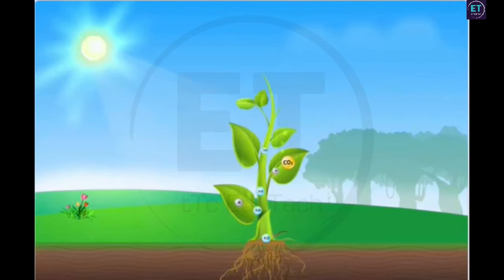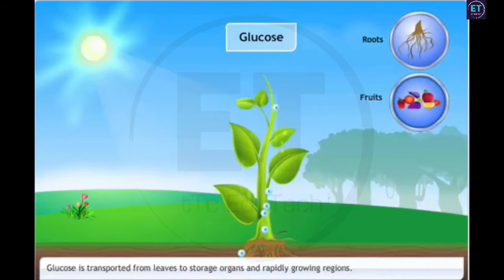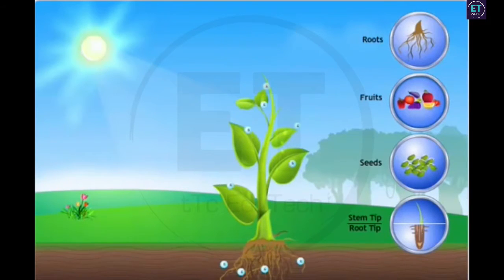Wondering what happens to the carbon dioxide, water, and minerals once they reach the leaves? They are used during photosynthesis to prepare glucose. This glucose is transported from the leaves to the storage organs of roots, fruits, and seeds, and to the rapidly growing regions of the plant. Thus, the food not only moves downward, but also in upward direction.